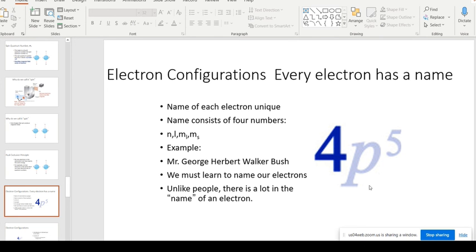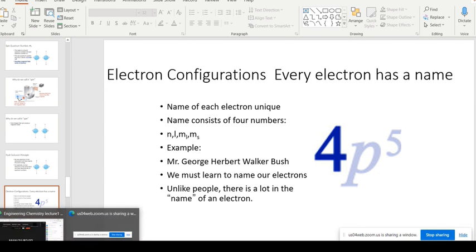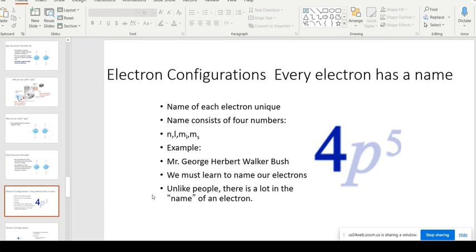Then they develop this model. The name of each electron is unique. So the name consists of 4 numbers: n, l, ml, and ms. As an example, like your name, Mr. George Herbert Walker Bush, right? Your name is also there, no? You have different names.